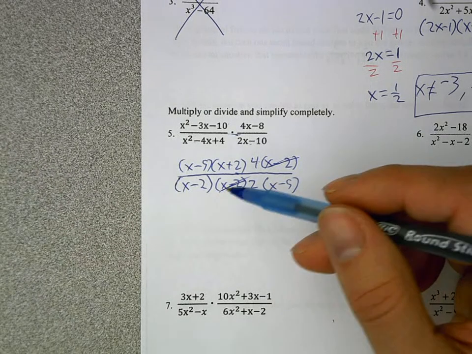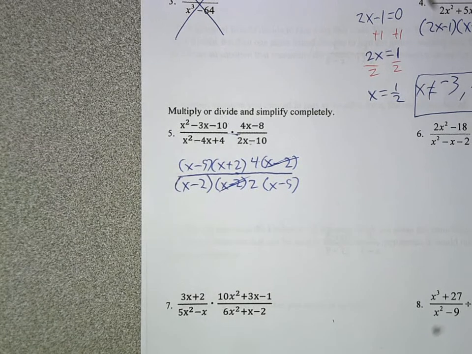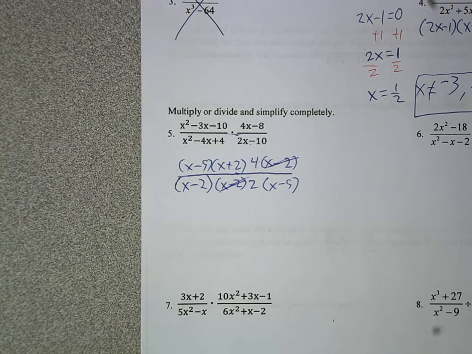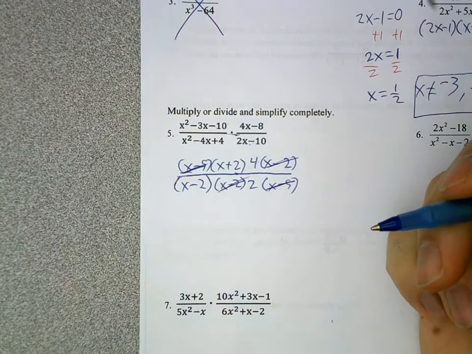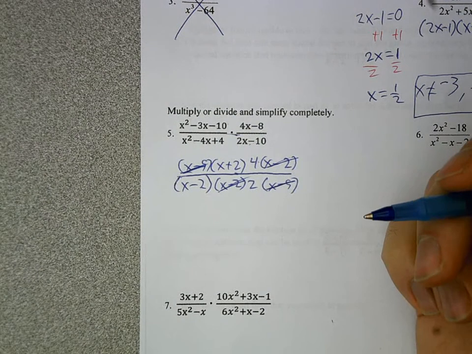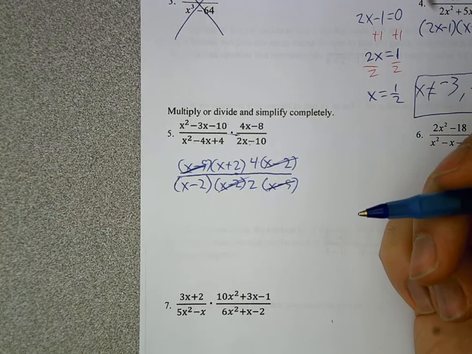But what else? Is there anything else that simplifies? Johnson. X minus 5s reduce to 1. Now we're real close, but are we done? There's one more thing that reduces. I'll take a volunteer for the last one.